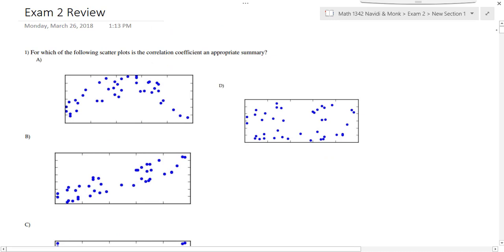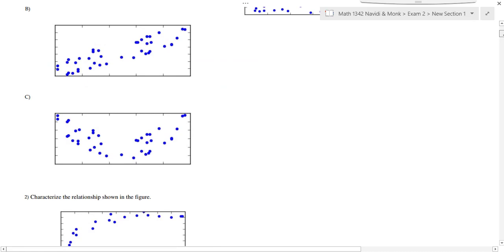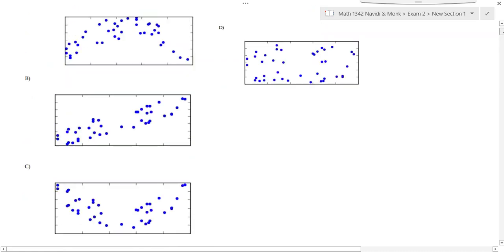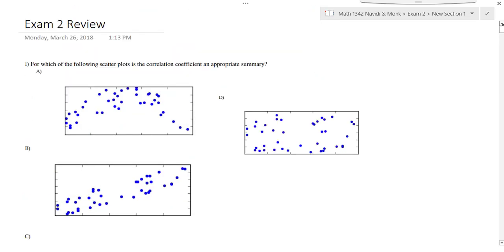Exam 2 review number 1. For which of the following scatter plots is the correlation coefficient an appropriate summary? What shape do we have to have in order for the correlation coefficient to be relevant? There needs to be a linear relationship in order for you to use the correlation coefficient. So your scatter plot needs to be linear.